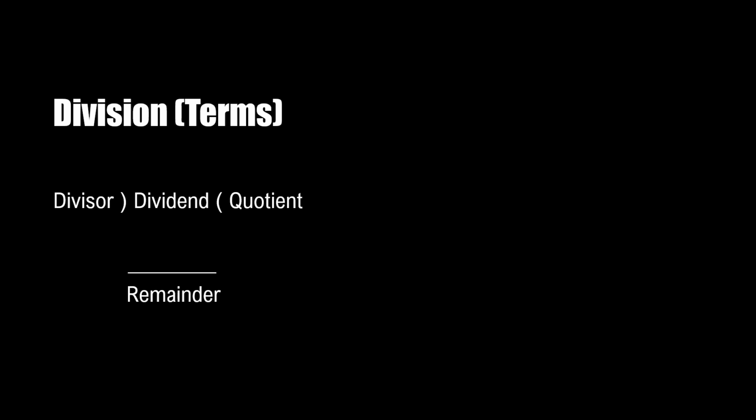We will also look at the different terms we use in division. We have a divisor, a dividend, a quotient, and a remainder. Let us look at an example. We are dividing 158 by 3. We get 52 as an answer and there is 2 remaining. So 158 is the dividend, 3 is the divisor, 52 is the quotient, and 2 is the remainder.